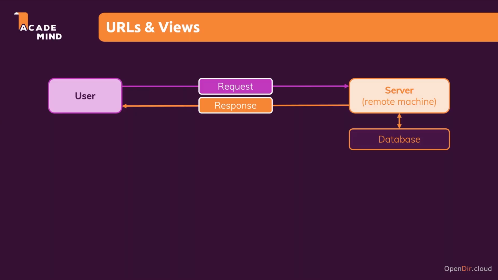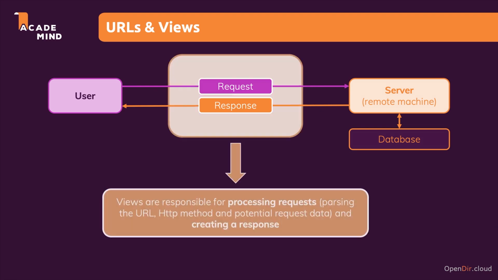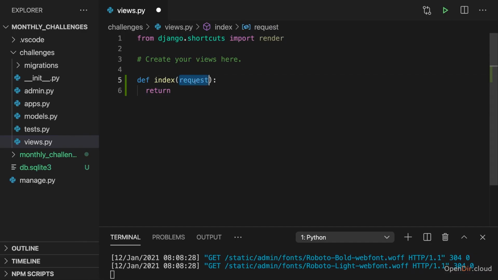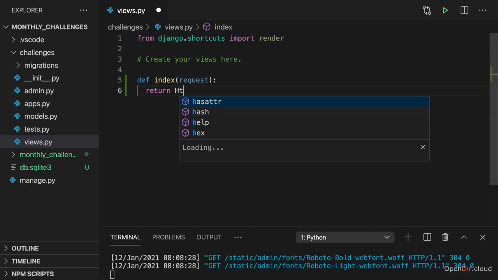That's the cycle we have between our client, the user visiting our site, and our server. We exchange requests and responses. It's the job of the views to process those requests, to maybe reach out to a database, which we don't want to do here but later will, and to then create and return a response. So we're getting the request, and now we want to return an HTTP response.